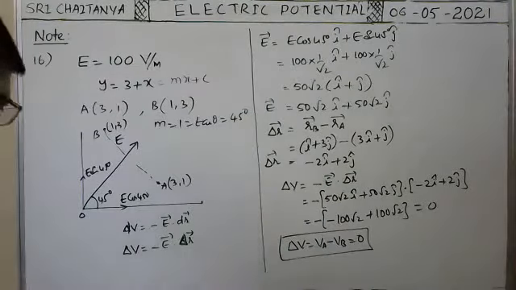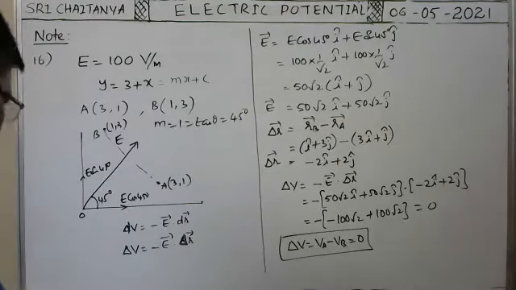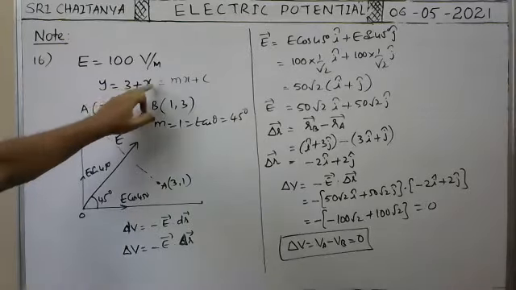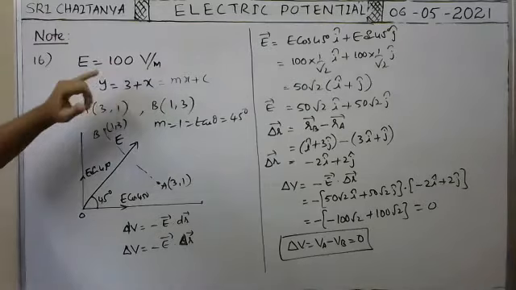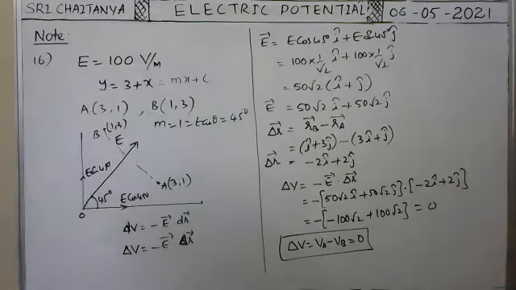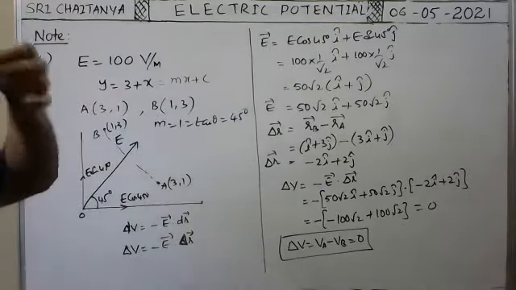Okay, here a uniform electric field of magnitude 100 volt per meter in a space is directed along y = 3 + x. That means the intensity of the electric field, having magnitude 100 volt per meter, is along this straight line. Then what is the potential difference between the points A (3, 1) and B (1, 3)? That is the question they asked.